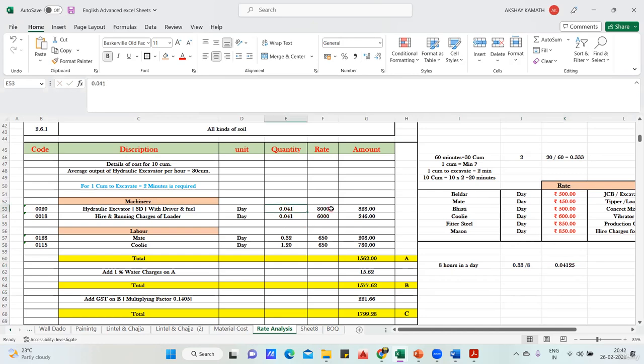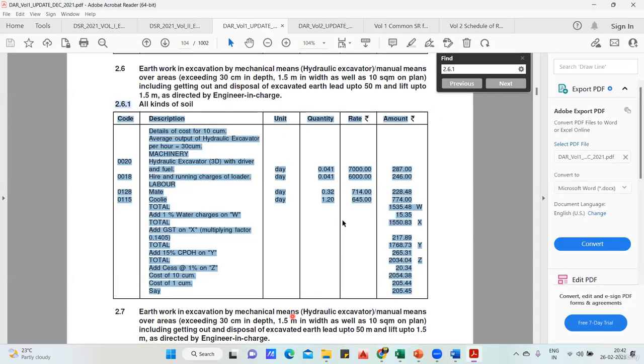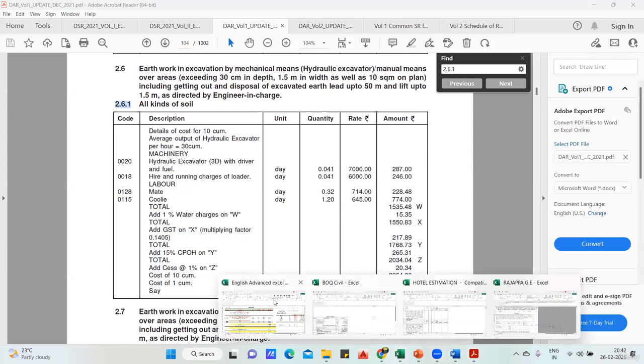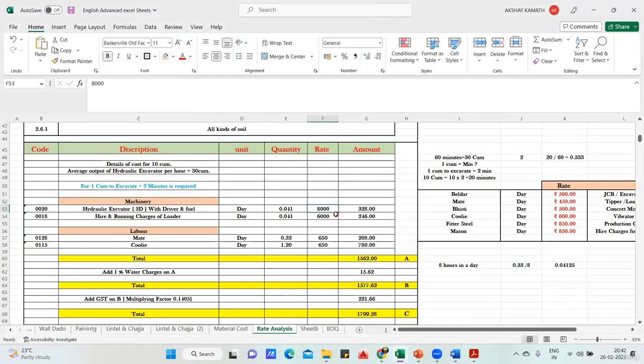Got it? Now come to the rate. In the DSR, the rate is given as 7,000 rupees, but we should never take this rate. Why? Because this work may be happening in your place, this work may be happening in my place. Whatever the excavator will charge in my place may not be the same in both of our places.